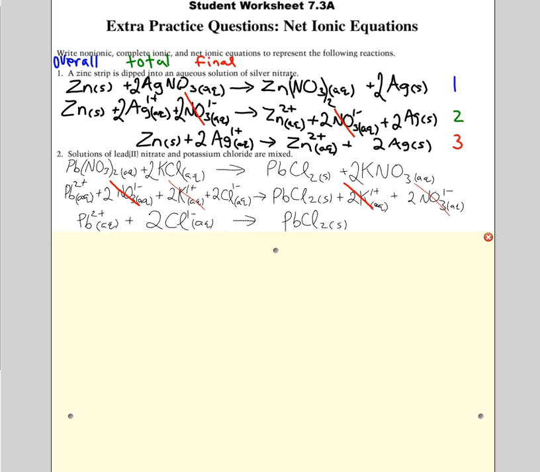When we write our total ionic equation, we have a lot of ions to write. We have lead, nitrate, potassium, chloride, and then potassium and nitrate on the right side. Potassium and nitrate are present on both sides, so they're spectating, they're not involved in the reaction, so they were removed, and in the net ionic equation we have our overall reaction for the formation of lead chloride.